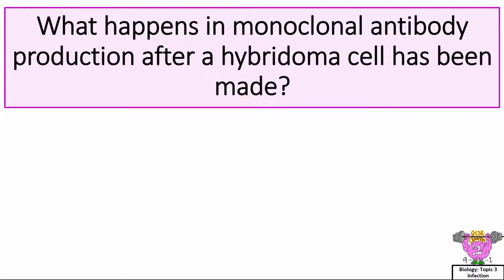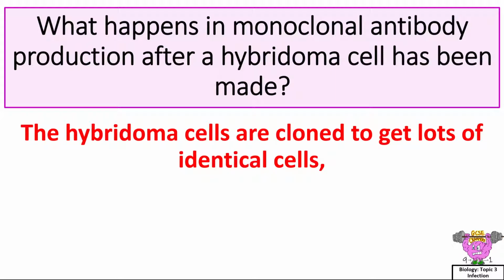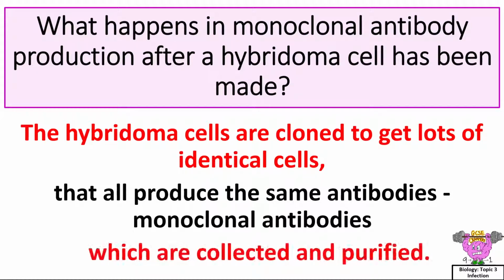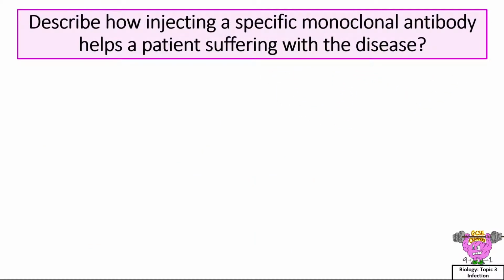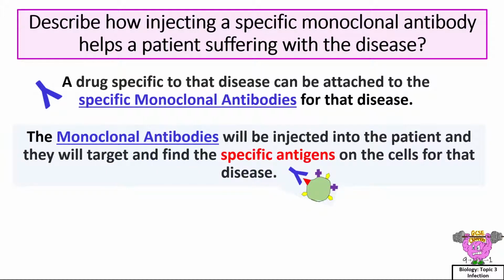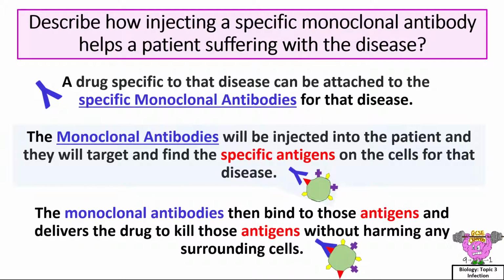What happens in a monoclonal antibody production after a hybridoma cell has been made? The hybridoma cells are cloned to get lots of identical cells that all produce the same antibodies, monoclonal antibodies, which are collected and purified. Describe how injecting a specific monoclonal antibody helps a patient suffering with the disease. A drug specific to that disease can be attached to the specific monoclonal antibodies for that disease. The monoclonal antibodies will be injected to the patient, and they will target and find the specific antigens on the cells for that disease. The monoclonal antibodies then bind to those antigens and deliver the drug to kill those antigens without harming any surrounding cells.